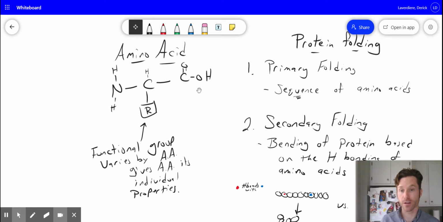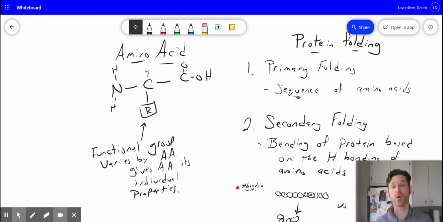Now, the amine and the carboxyl group are just used to link to the next amino acid. Right? So if you imagine train cars, right, this is like the front of the train car, it links to the back of the next train car. This back of this train car would link to the front of the next train car, which would be the amine group of the next one, would be the carboxyl group of the previous one.